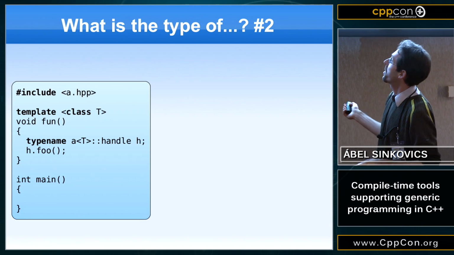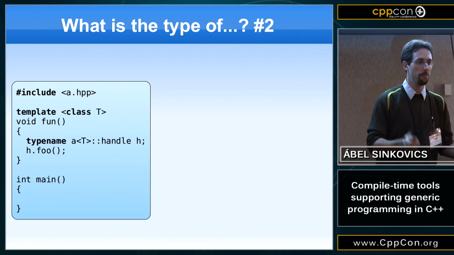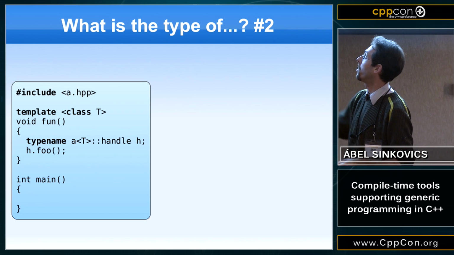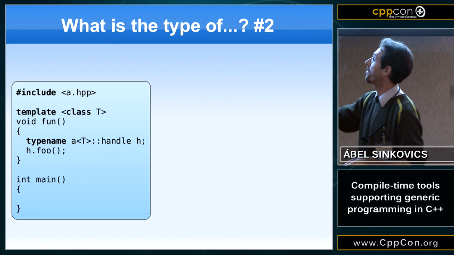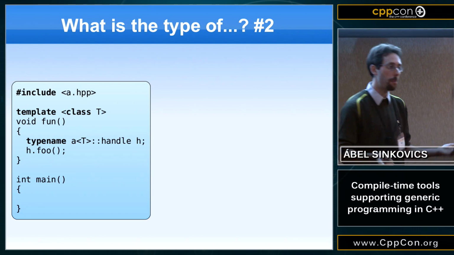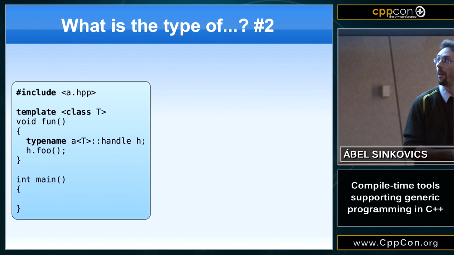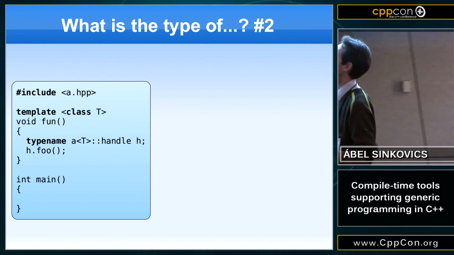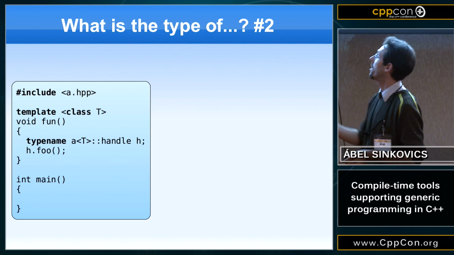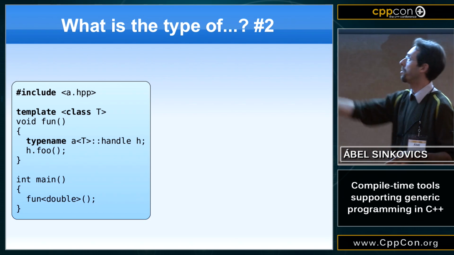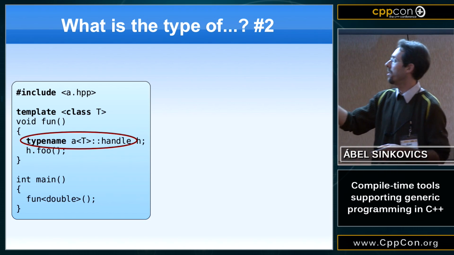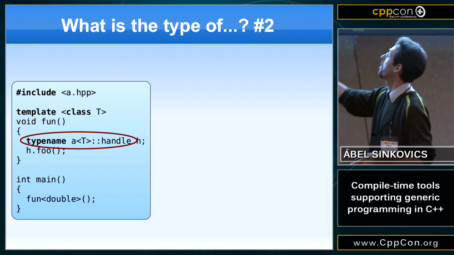So this was a first example, the most simple I could think of. Here is a little bit more complicated. You've got a template function. This can be an implementation of a generic algorithm. Let's call it fun for now. And you instantiate it with some type. And the question is the same. What is the type of this thing?